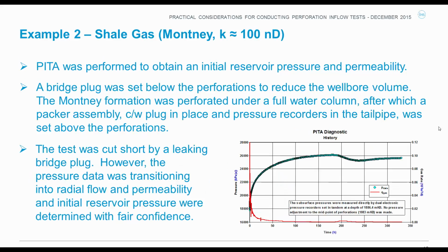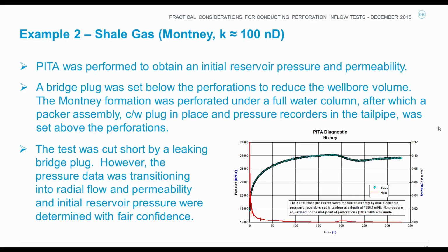Let us now look at the second example, the shale gas with 100 nanodarcy permeability rock. PITA was performed to obtain an initial reservoir pressure and permeability instead of a minifrac test. To minimize the wellbore volume, a bridge plug was set below the perforations. Then the formation was perforated under a full water column with casing guns, after which a packer assembly was plugged in place and pressure recorders in the tailpipe were set above the perforations, and the thinking was to reduce the wellbore volume as much as possible.